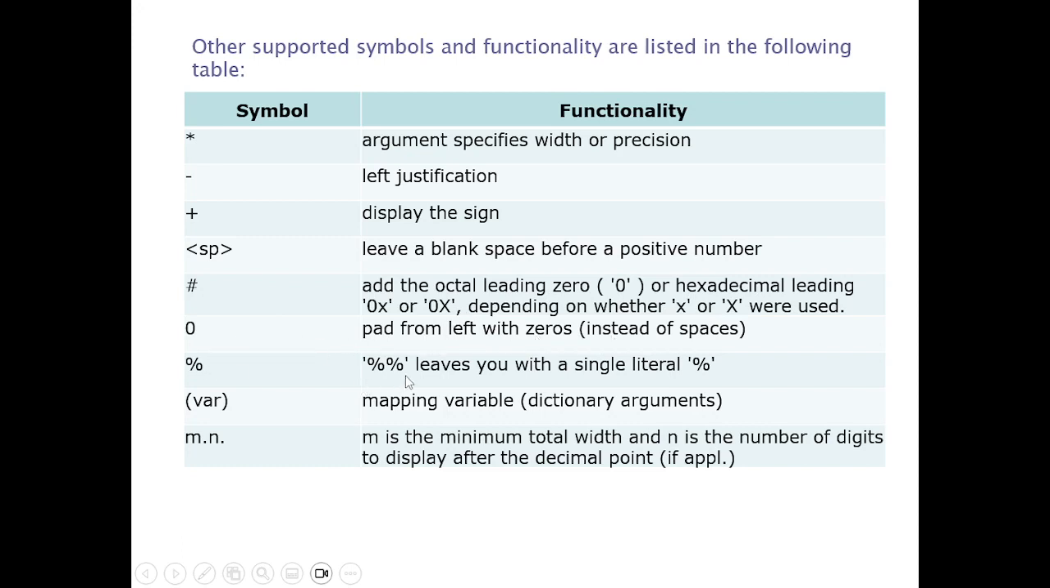The percent percent leaves you with a single literal percent. Var, mapping variable, dictionary argument. So m.n, where m is the minimum total width and n is the number of digits to display after the decimal point, if applicable.